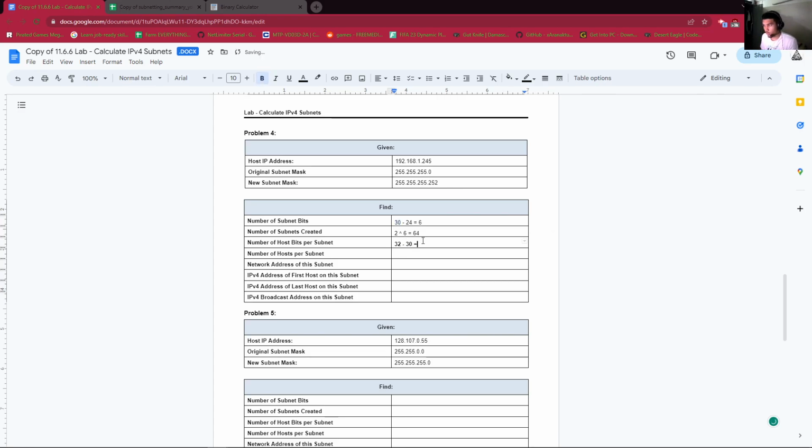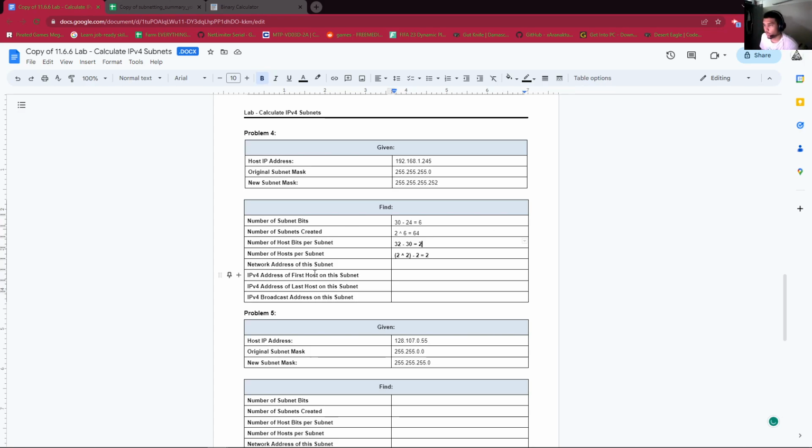So 32 minus 30, we get 2. So that's the number of host bits per subnet. For the next one, the number of hosts per subnet, what we need to do is, in brackets, 2 to the power of the number of host bits per subnet, which is 2, and then minus 2 for the network address and broadcast address. It's equal to 2 to the power 2 is 4, 4 minus 2 is 2. So that's the answer for the number of hosts per subnet.